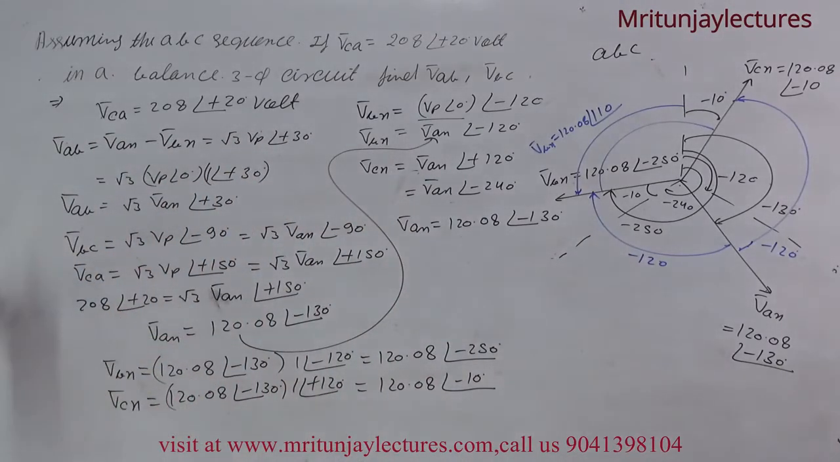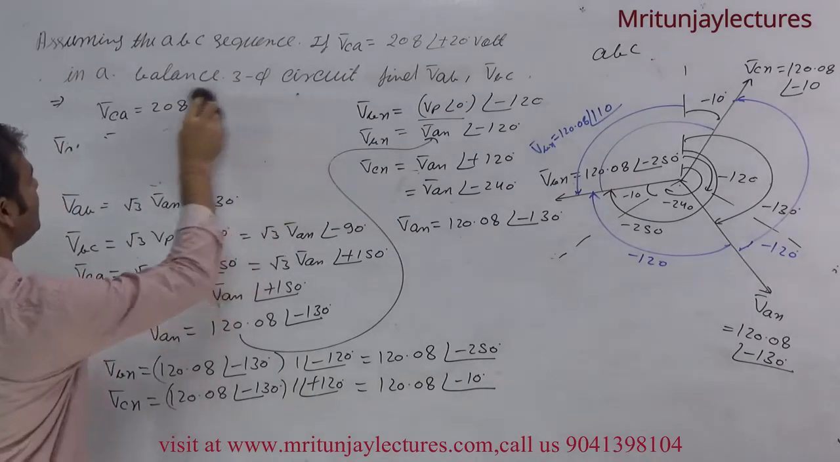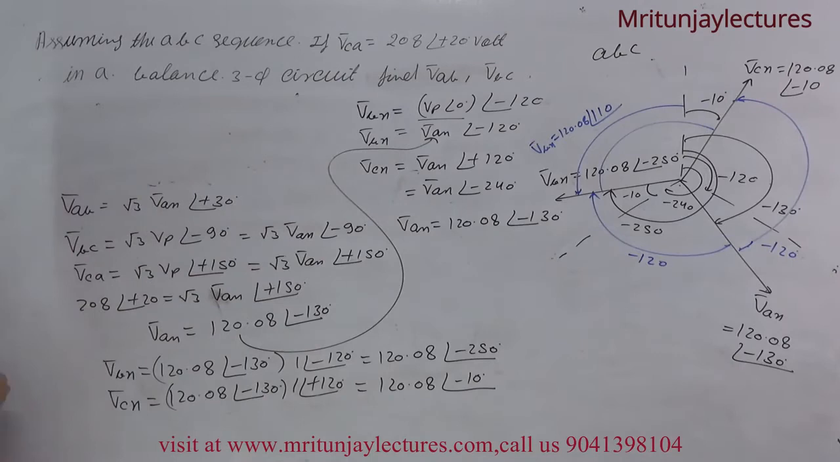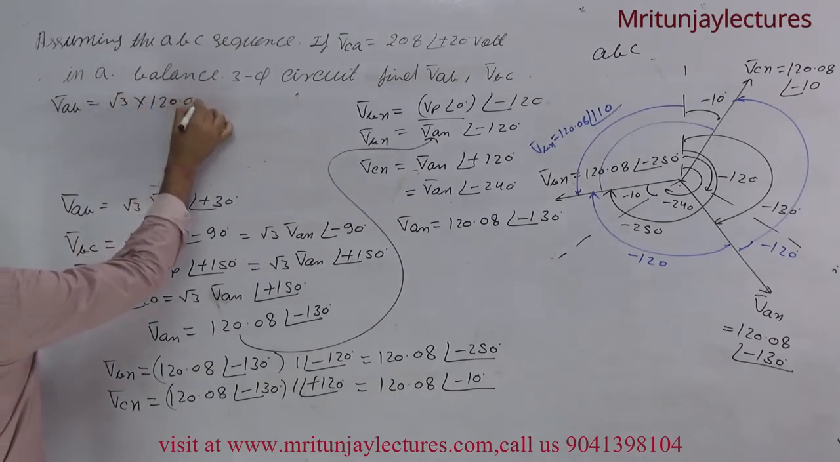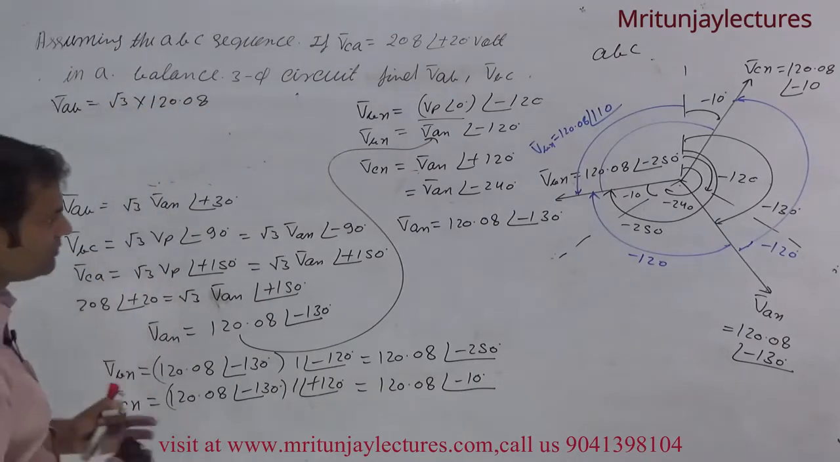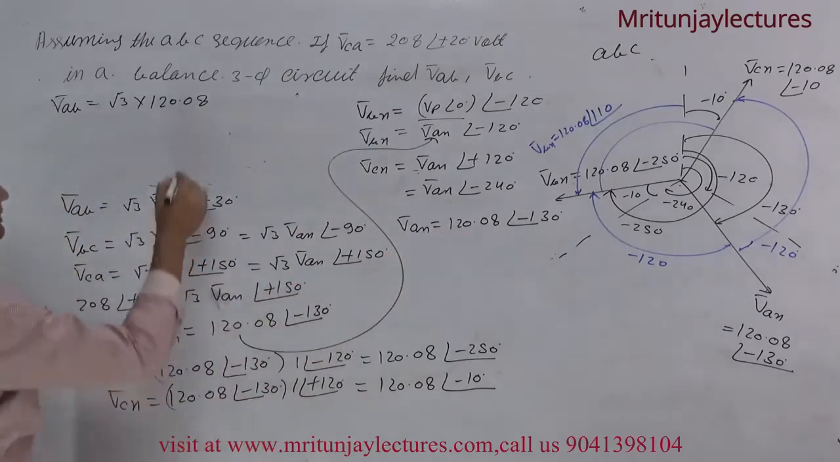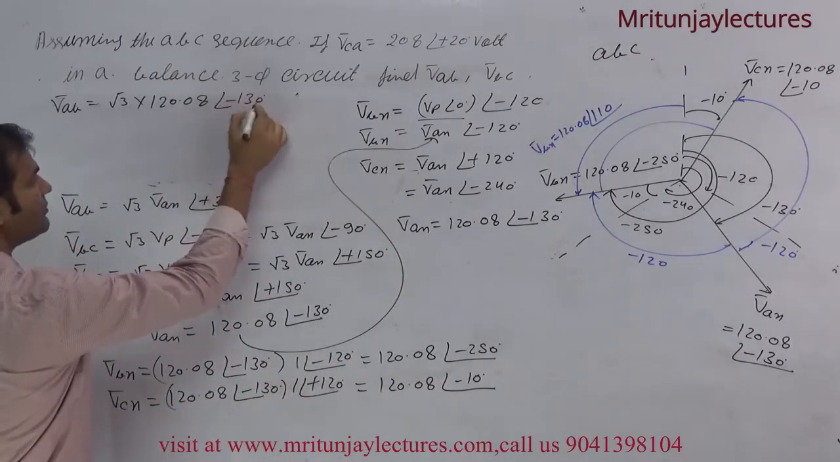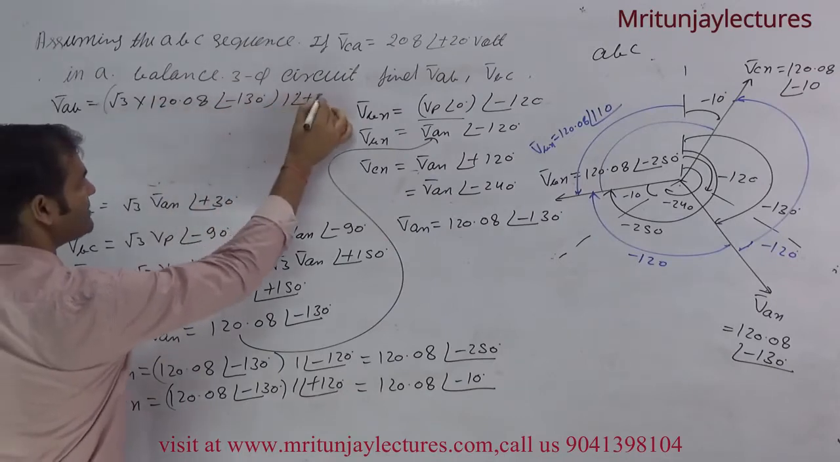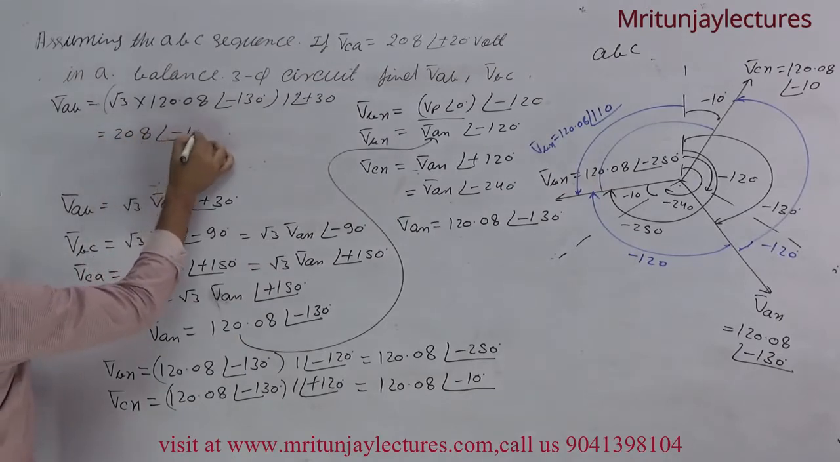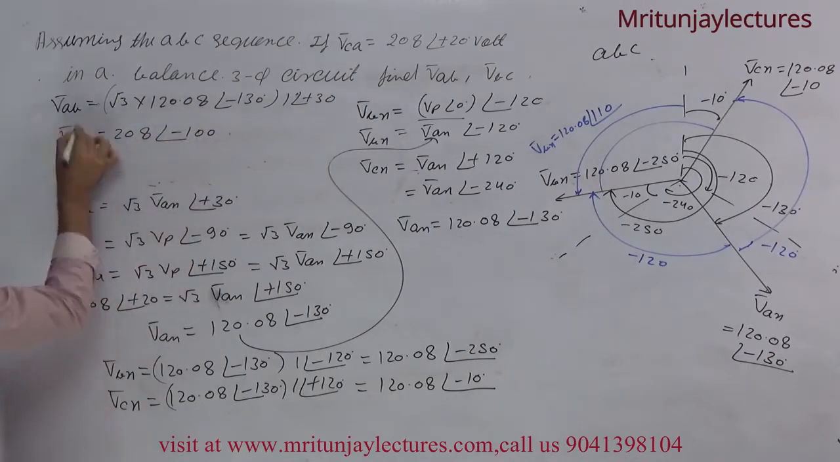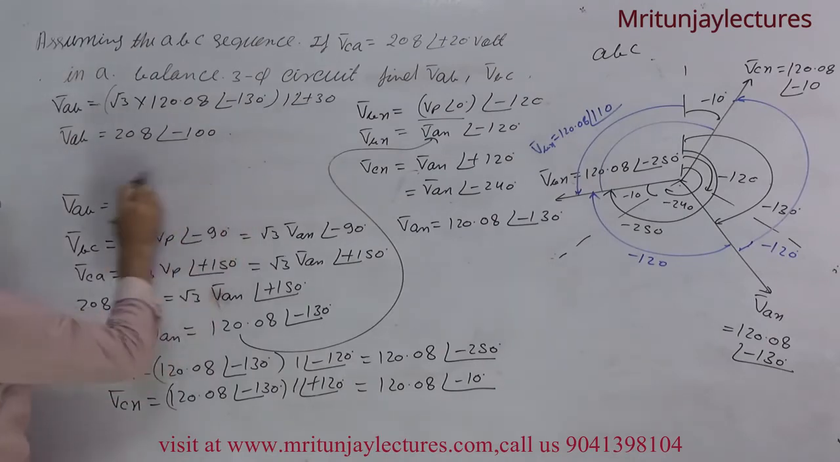Make it. AB is determined with the help of... what about AB? AB is written root 3 times 120.08, AN is like this one at the angle minus 130, into 1 at the angle plus 30. So finally it is written as 208 at the angle minus 100. That is AB.